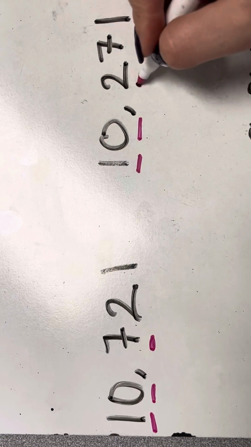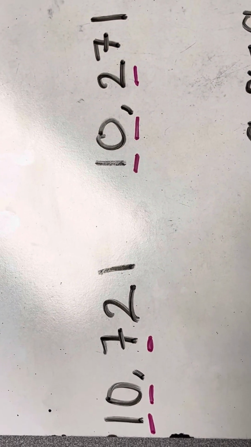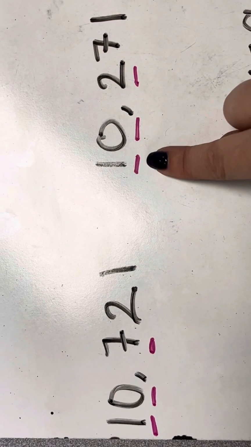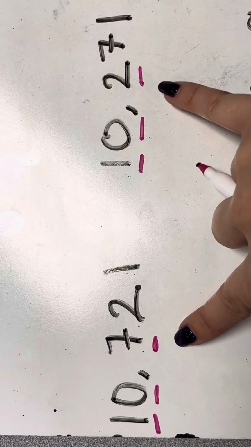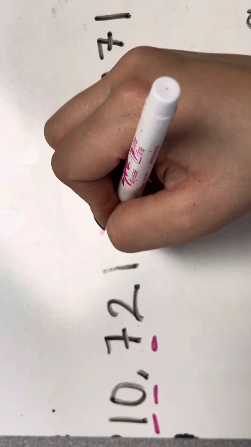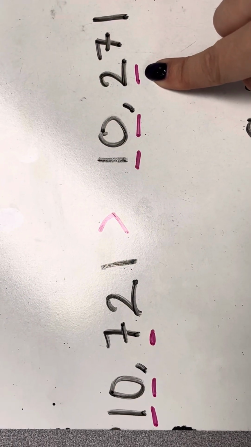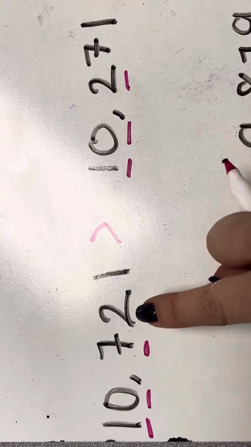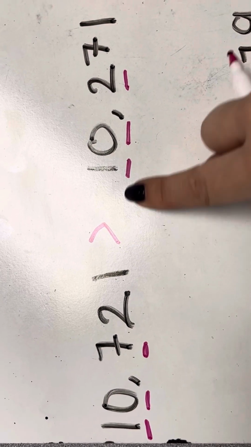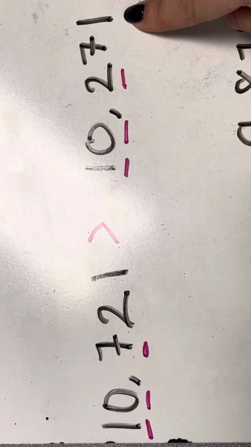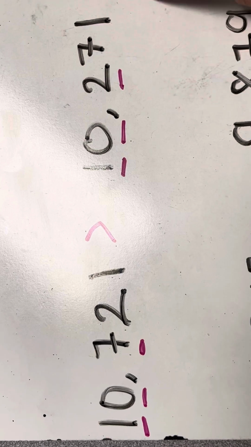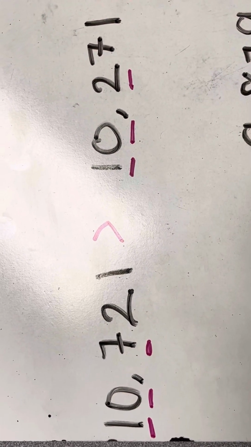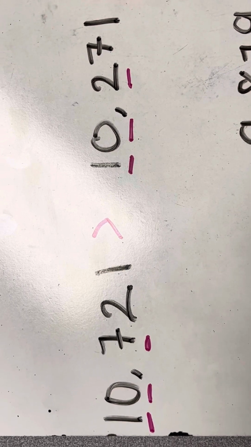So I'm going to keep looking at the next highest place value. Got 700 here and 200 here. So because these two place values were equivalent, I looked at the third place value, the hundreds place, and 700 is greater than 200. So my comparison reads 10,721 is greater than 10,271. I don't have to look at the rest of the place values because I just have to look at the highest place value that is not the same as the other number.